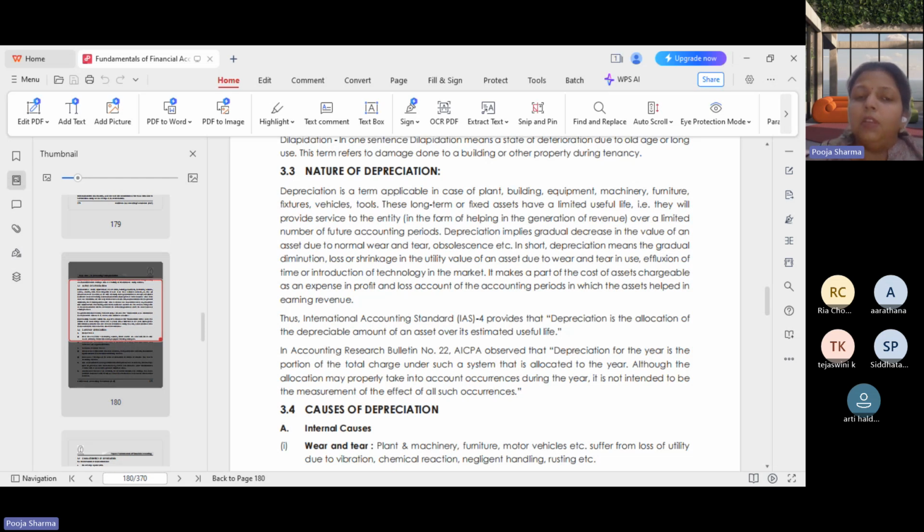Now, there are some key terms. Please note about it. IS 16 refers to some important key terms, and I want to explain them. What is the depreciation method applicable under IS 16 for charging depreciation? That is the straight line method and the unit of production method. Two methods are applicable in IS 16.